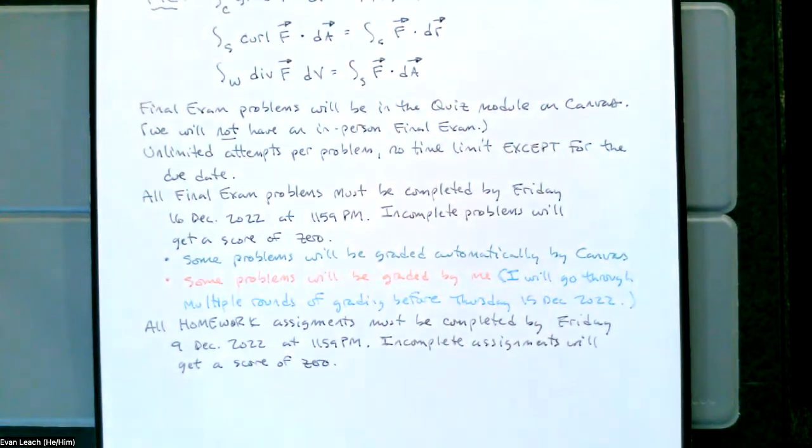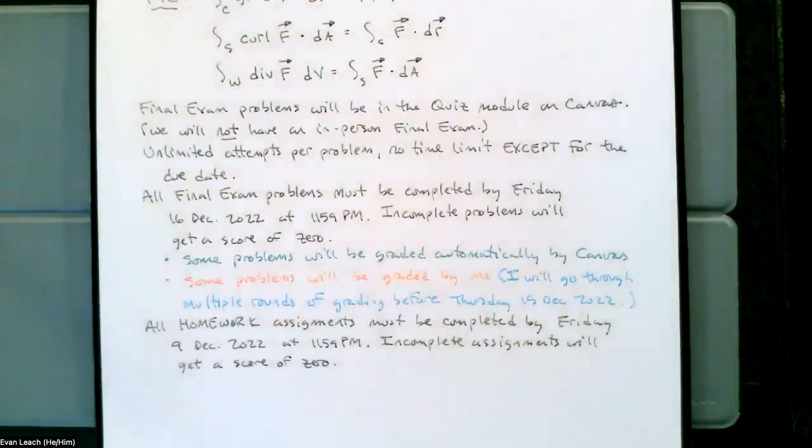All homework assignments must be completed by Friday, December 9th at 11:59. These are all dates of this year. Incomplete homework assignments will get a score of 0. The homework assignments are anything that's in one of the chapter modules. The final exam problems are anything that's in the quiz module. Anything in the quiz module, you have until December 16th. Anything in one of the chapter modules, you have until December 9th.